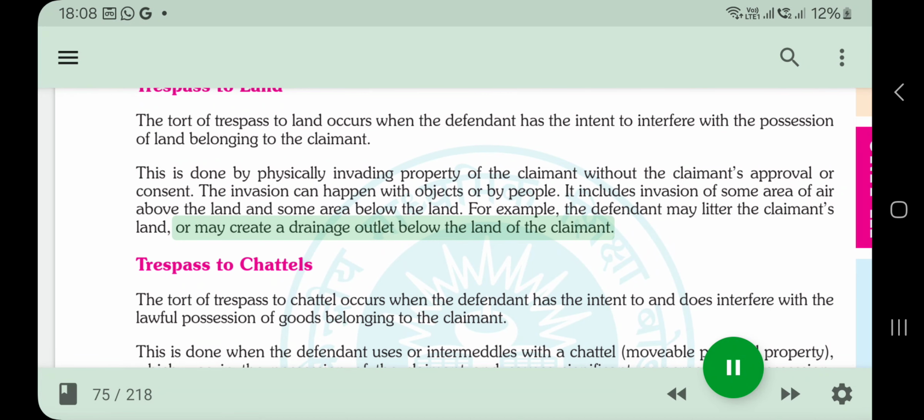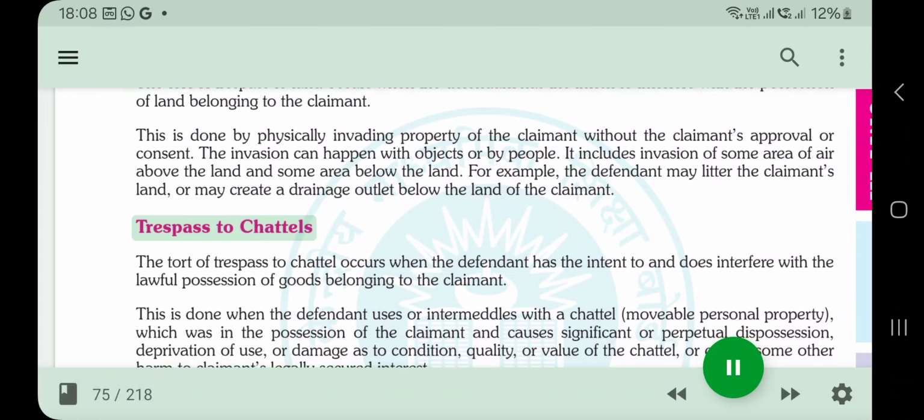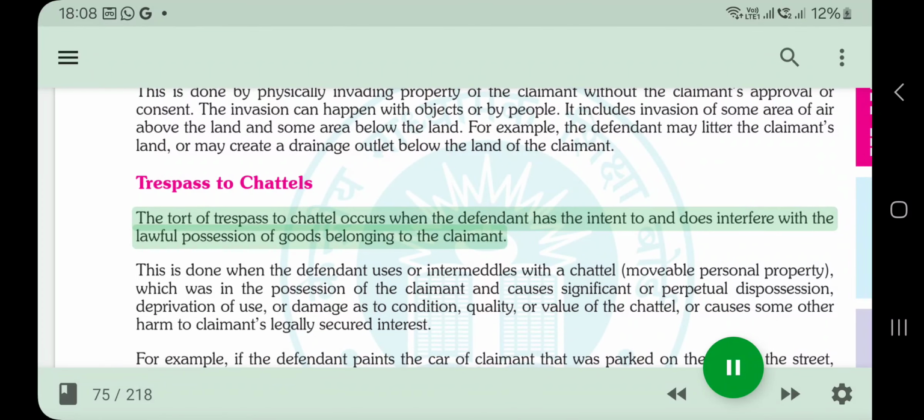Trespass to chattels. The tort of trespass to chattel occurs when the defendant has the intent to and does interfere with the lawful possession of goods belonging to the claimant.